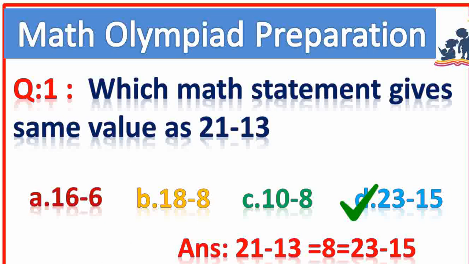Answer B, that is 23 minus 15. Yes, right. 21 minus 13 is equal to 8 and 23 minus 15 is also 8. So, your answer is correct.